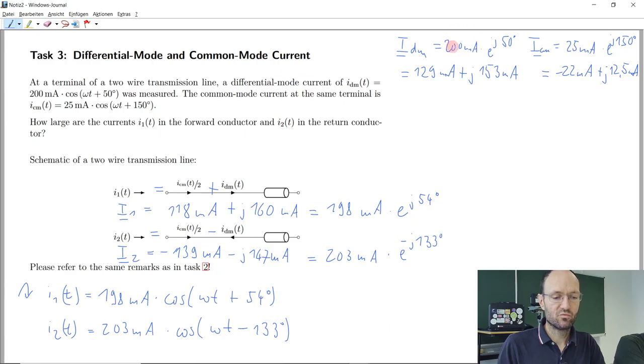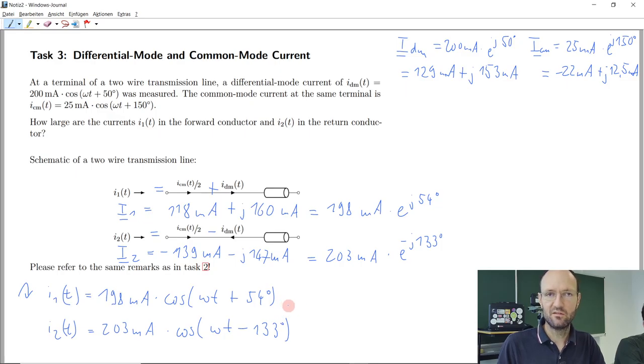We started with a rather high differential mode current and a rather small, in comparison, common mode current. And now we get two currents on the wires that are almost equal in size, but that have, in comparison to each other, a 180 degree phase shift. Because if you take minus 133 at 180, you will get approximately this angle. If you take this angle, subtract 180 degrees, you will get approximately this one.